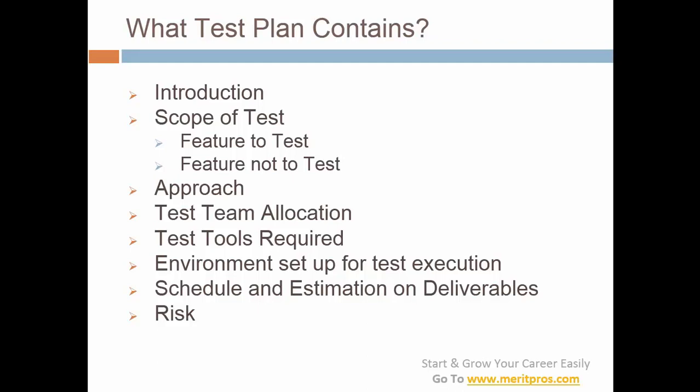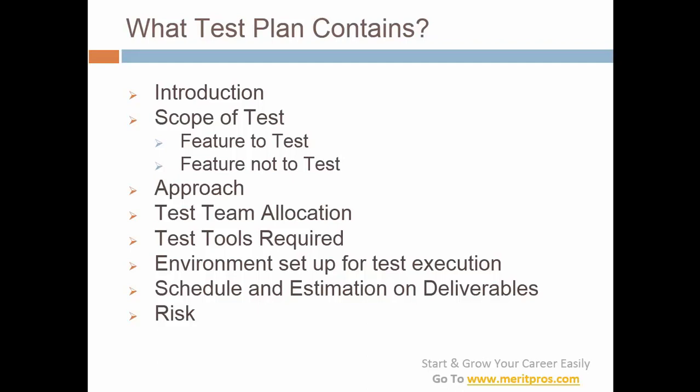So what does a test plan contain? Exactly, a test plan contains the introduction, which means it will give the information about the product that we are going to test, and the scope of the test, which means the important features that we need to test and the features which we need not test. So these kinds of activities will be listed under this scope of test, and the approach that we are going to follow, like whether we are following a waterfall model or agile or V model.